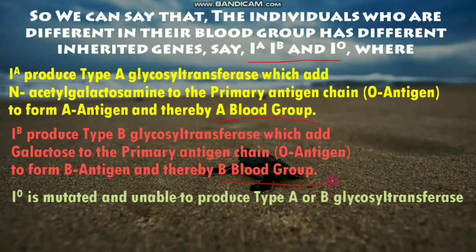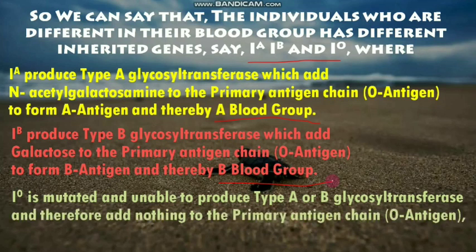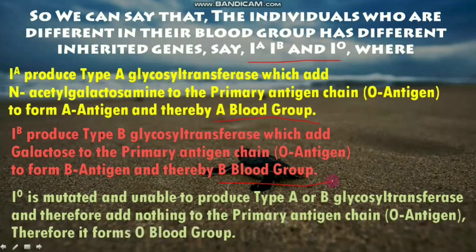I0 is a mutated allele and is capable of producing nothing, no specific type of glycosyl transferase, and as a result it is unable to add either N-Acetylgalactosamine or galactose to the primary antigen chain, and as a result the individual will be forming O blood group. Now you go back to the table that is present in the earlier slide, then you will understand this particular table in a better manner.